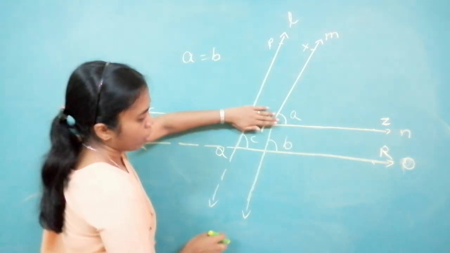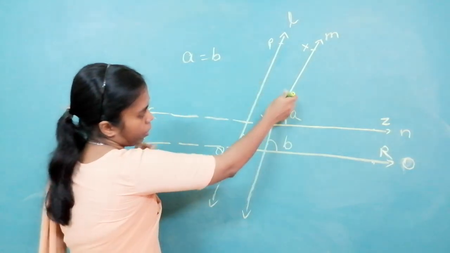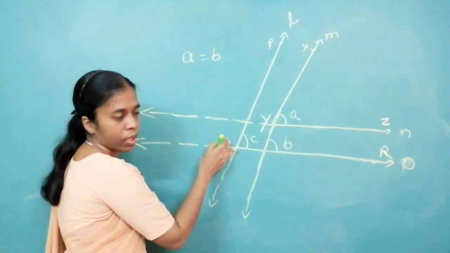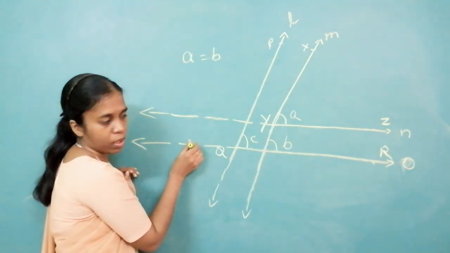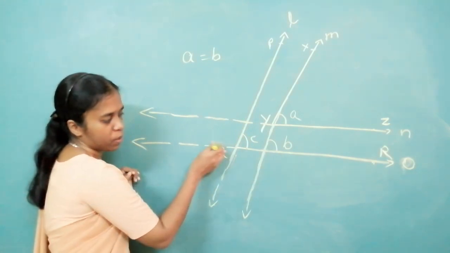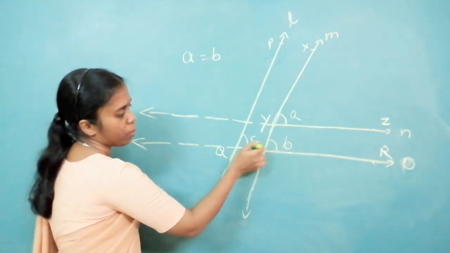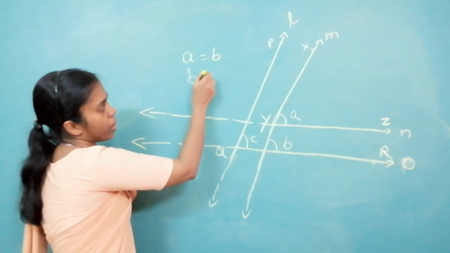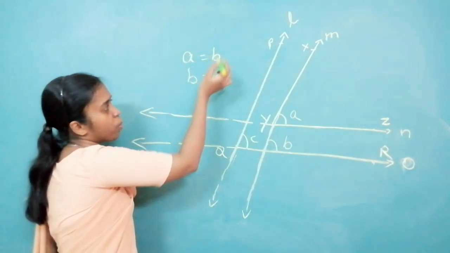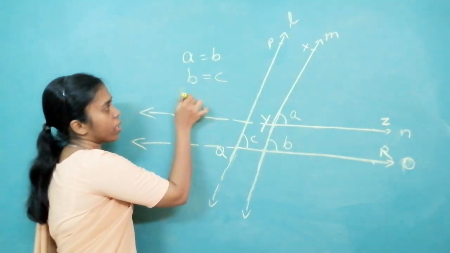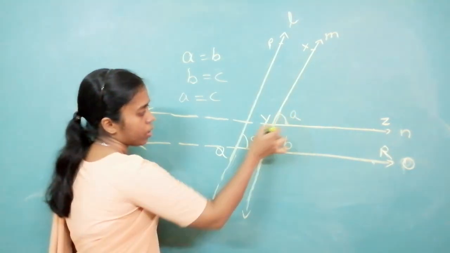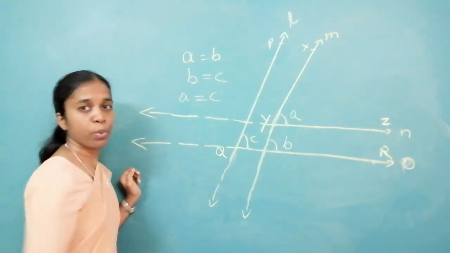Now, look at these two lines. I know that this line and this line are parallel. Now, this is my transversal. I suppose you are getting it. These two lines are parallel. This is my transversal. So, what can I say about B and C? I can say that B is equal to C. Again, corresponding angles. I know A is equal to B. B is equal to C. Therefore, I can say that A is equal to C. What is A? A is this angle, C is this angle. This is what I have to prove.